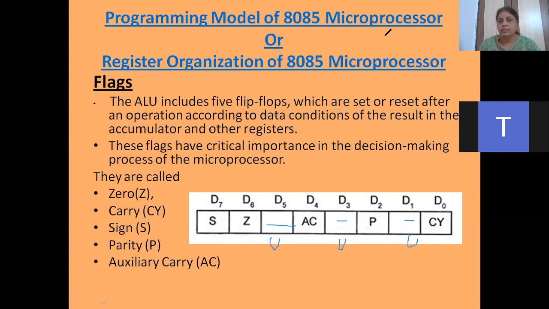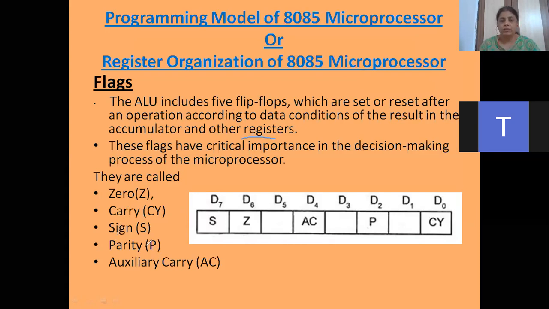तो अंडरस्टूड दिस कॉन्सेप्ट. 8085 has how many flags? It has 5 flags, and these are nothing but a single flip-flop which is set or reset. So when I am saying it is set, तो वहाँ पे क्या store हो रहा है? 1. And when I am saying it is reset, तो वहाँ पे क्या store हो रहा है? 0. So these 5 flags are basically telling the status of the result stored either in accumulator or other registers.